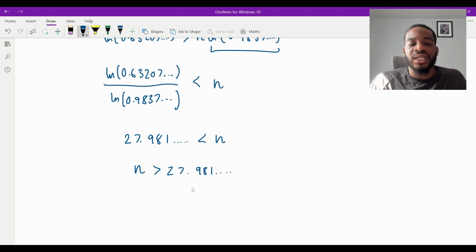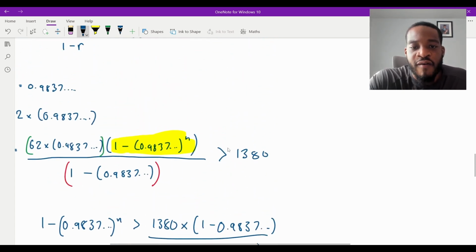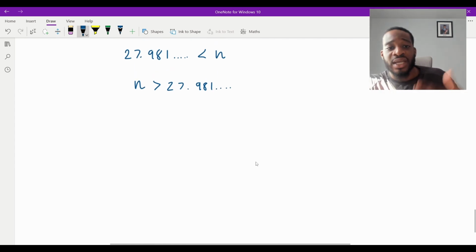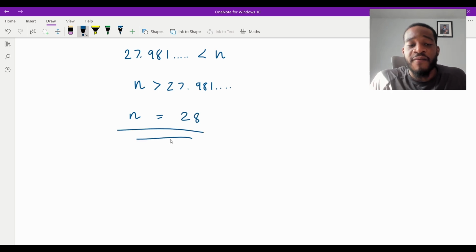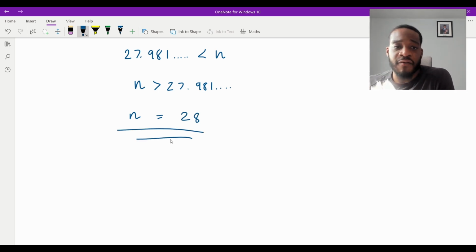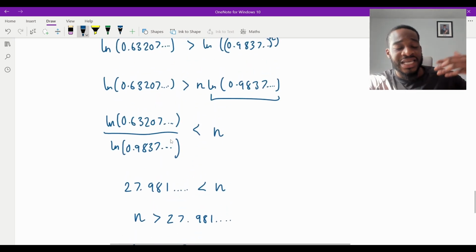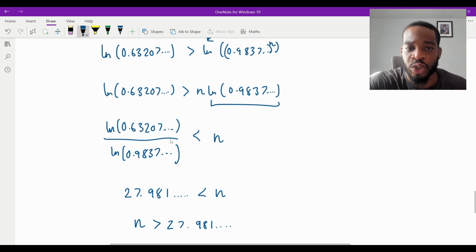So for context, what are we saying here? We're saying that for us to exceed this 1380 millimeters, we need n to exceed 27.981. Now remember, n is the total number of hits, so it has to be an integer. If it's greater than that, we just round up, so n has to equal 28. So now we've figured out how many hits are needed for us to exceed 1380, which will in turn mean that we've exceeded 3000 millimeters, which is what they wanted.